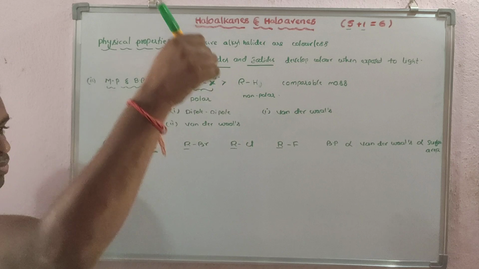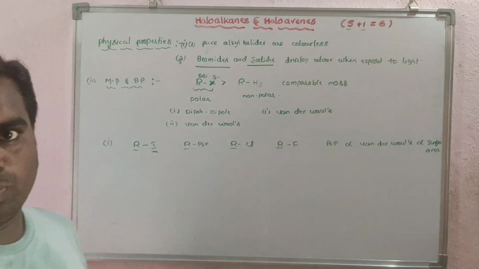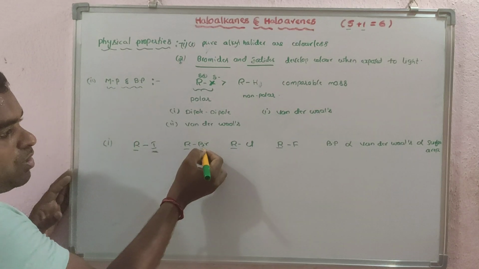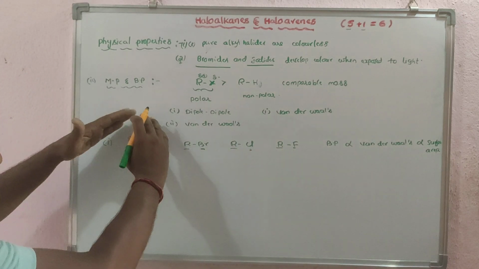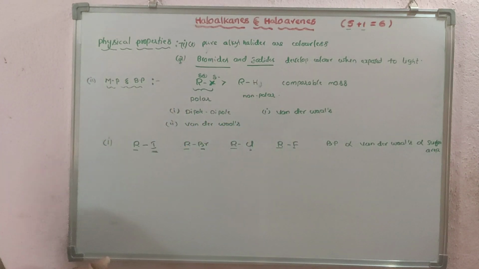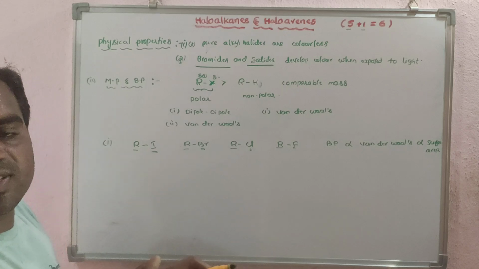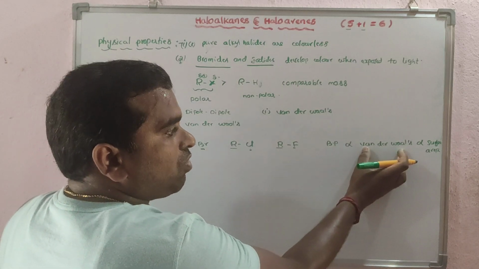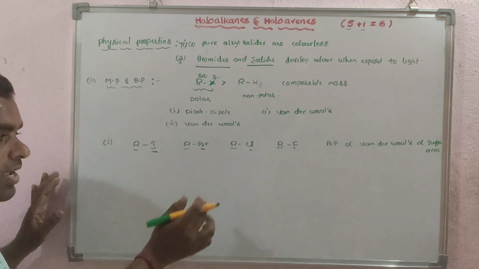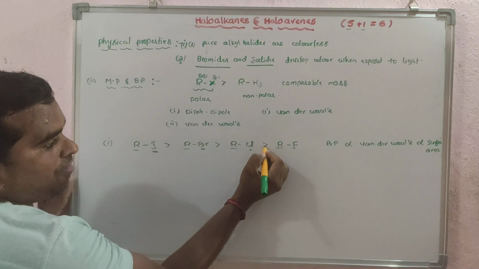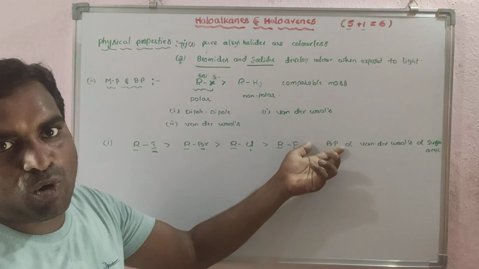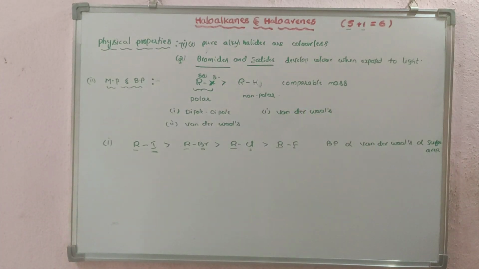As you move down in the group, size increases. So iodide has a bigger size compared to bromine, chlorine, and fluorine. This molecule's size is greater compared to the remaining molecules, so it has a larger surface area and higher van der Waals forces, so it will have the highest boiling point. So the order of boiling points depends upon the size of the halogen atom. Greater the size, greater the van der Waals forces, and boiling points also increase. Clear? So this is the first one.